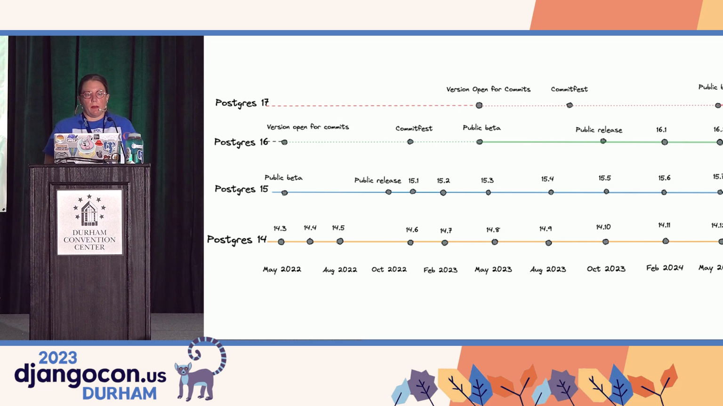Postgres 16 just came out a couple weeks ago, and that'll have its first 16.1 come out probably early next year. Postgres 17 is open for commits, and you should be running a version of Postgres 13, 14, 15 or newer. 12 is getting end of life, and versions older than that are out of support.